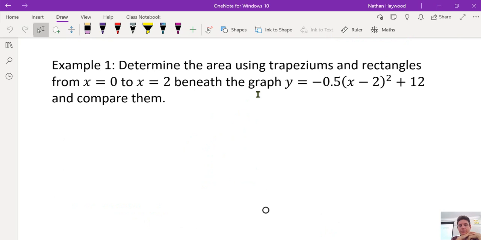So where do you think we start? It doesn't specify, so I'm going to specify. I'm just going to make it easy. Just a width of 1. So how many are we going to have? 2.